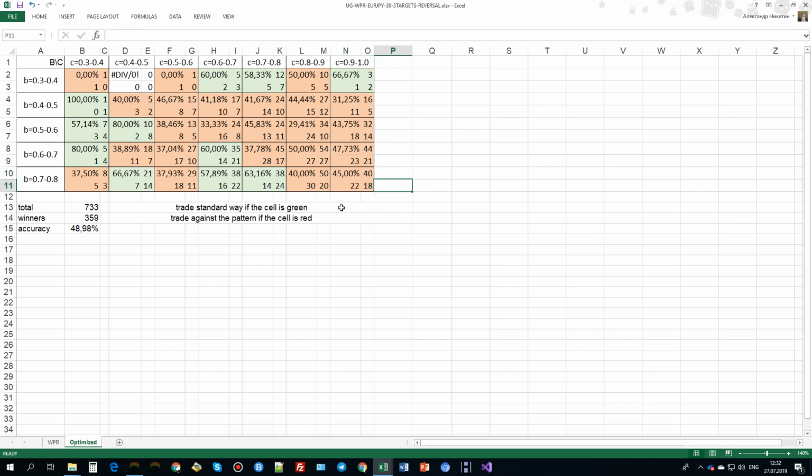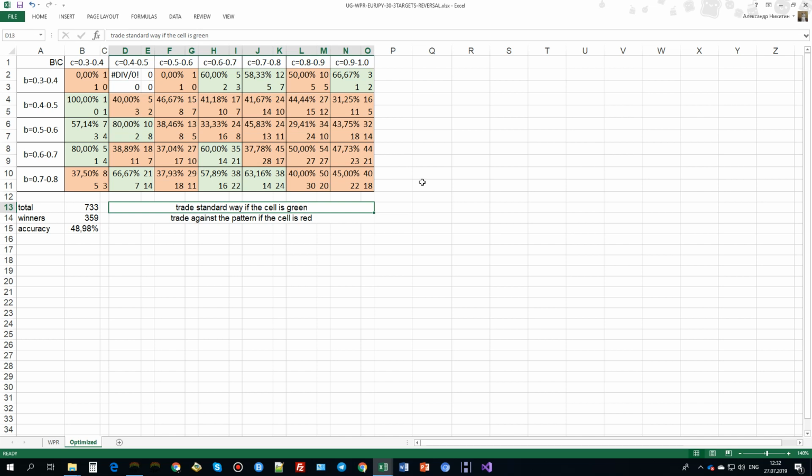So now we have this, okay. These patterns are those that have a higher probability for a reversal, and these patterns that are red ones are those that have a higher probability for a continuation. And as I typically say, just trade the standard way if the cell is green and trade the inverse way if the cell is red.